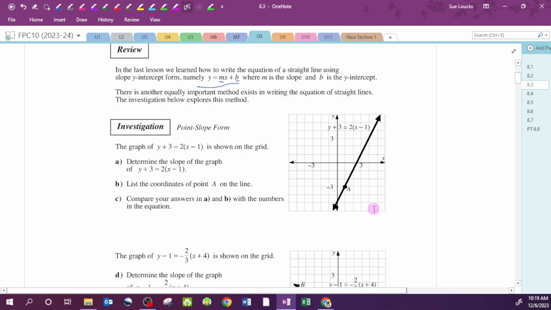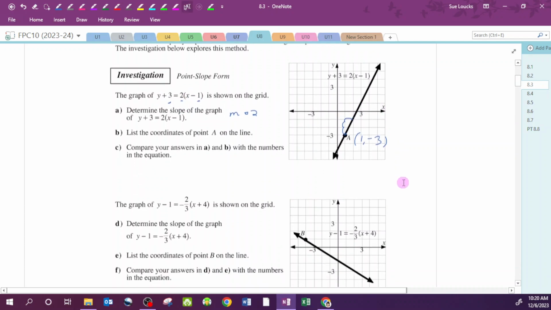So if we look at this, the graph is showing y plus 3 equals 2 times x minus 1. That's what's been graphed there. So the slope of this graph, if we look at the slope here, it's the rise. We're going to go from here to here. So it's got a rise of 2 and a run of 1. So the slope is 2. And point A has coordinates 1, negative 3. Okay? So then you're supposed to compare that to these things, and notice that in here there's a 1 and there's a 3. Oh, and the slope is 2, so the slope is there. That information is all in that equation.